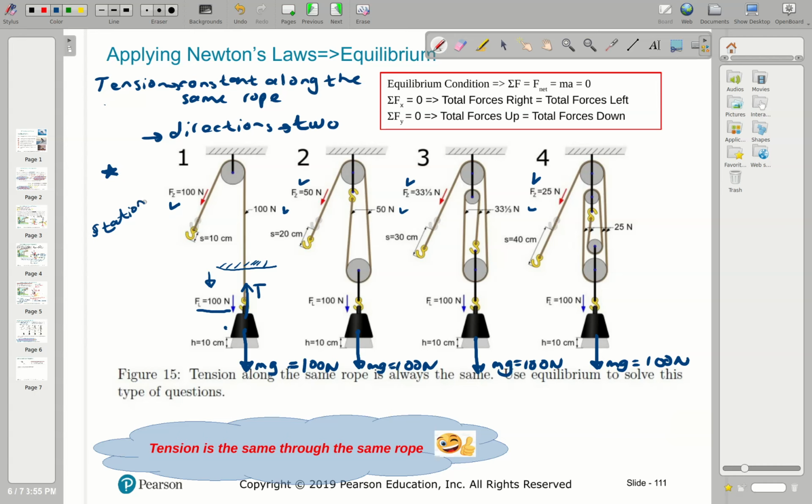It could be stationary or moving with a constant velocity, moving up or down is fine, with a constant speed. Again, when I say speed, I mean the magnitude of velocity. It could be up or down. In either case, a is 0, F net is 0. F net is equal to ma, Newton's second law. If F net is 0, I only have up and down forces here. I'll say up is equal to down, meaning forces up are equal to forces down. So tension is equal to mg equals 100 Newton.